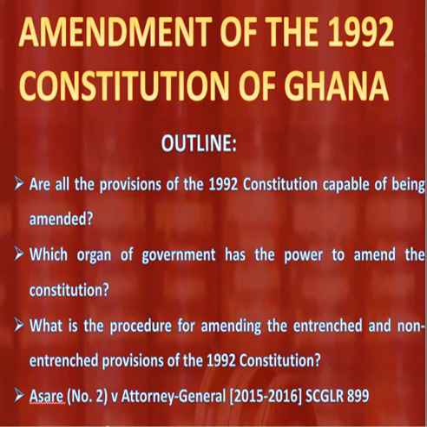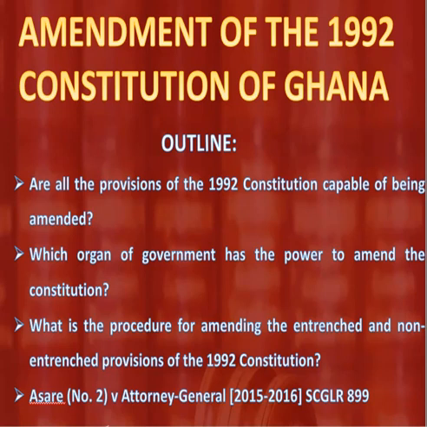examine the case of Asare number 2 versus the Attorney General number 2, reported in 2015-2016, 2 Supreme Court of Ghana Law Reports at page 899. And then in that case, we would interrogate and find out that if the president plays a role by forming a commission of inquiry, by forming the constitutional review committee, if they form these things that play a role or to give some recommendations about provisions in the constitution that are supposed to be amended, we'll see whether the president playing that role is an affront to separation of powers or is an interference with the work of parliament.